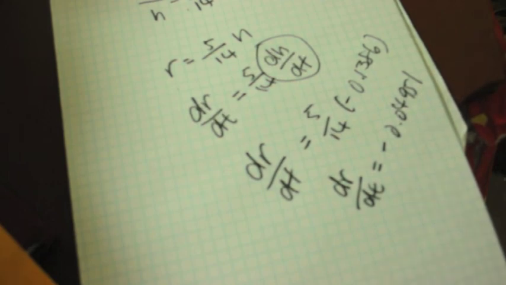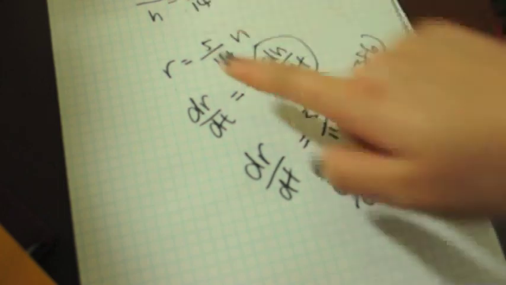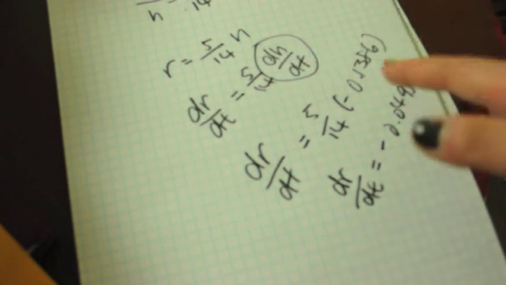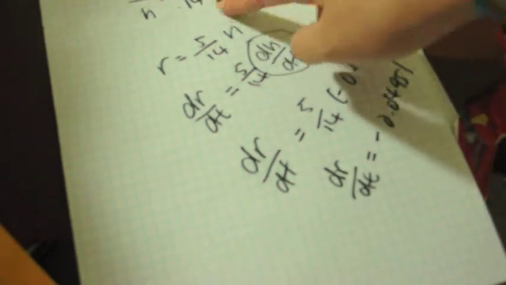This was obviously much easier to do than the first part. However, you were only able to use this easier way because it was asking for dr/dt at the same time that they were asking for dh/dt, when h was at 6 feet. If it wasn't the same time, then we couldn't have possibly done this the easier way.